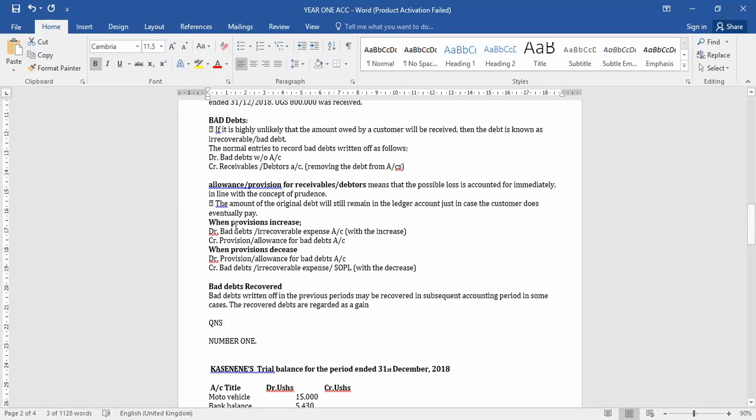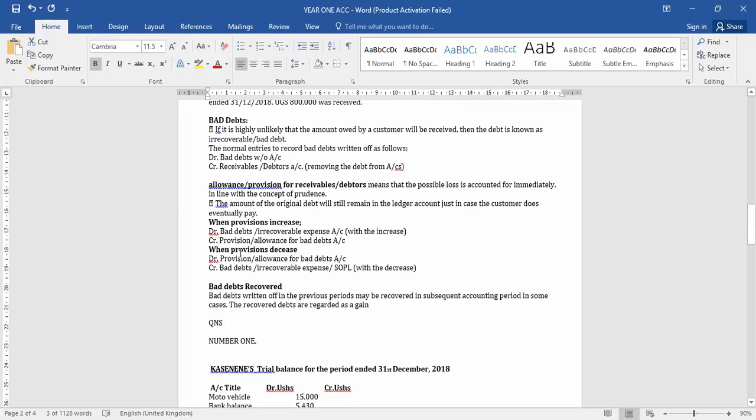Are you getting it? So when provisions increase, when you provide more, we are having debit bad debts, or irrecoverable expense, with an increase. You get the difference, and you credit the provision or allowance for bad debts account. Are you getting it? Now remember, this one now becomes an expense. Always when a provision increases, it's an expense. I proceed.